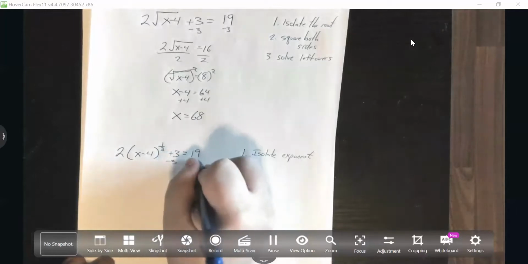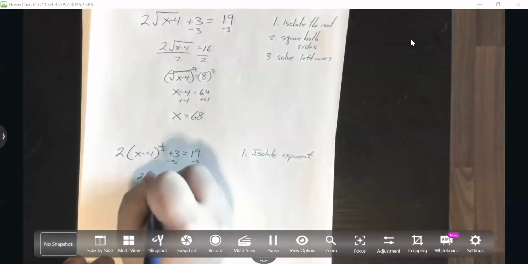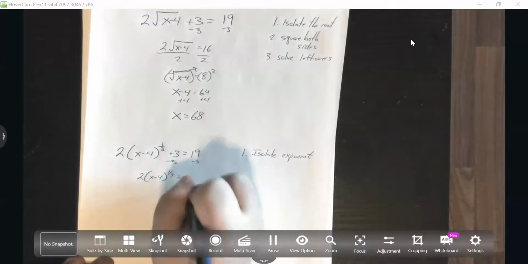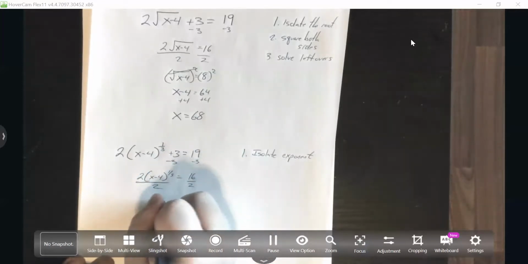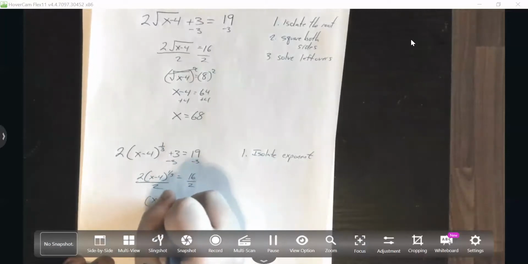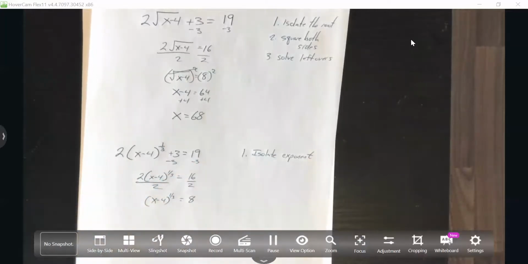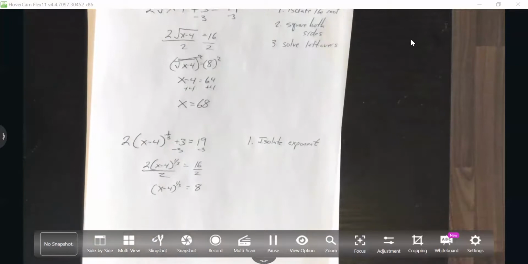So I'm still going to subtract 3, giving me 2 times x minus 4 to the 1/3 equals 16. And we're still going to divide by 2. All right, so that looks better. That's basically the same thing. Now we can't square both sides. If we squared both sides, we'd get 2/3. That's even uglier, so that's no good. Cubing would work in this case, but we're trying to look for a general case.